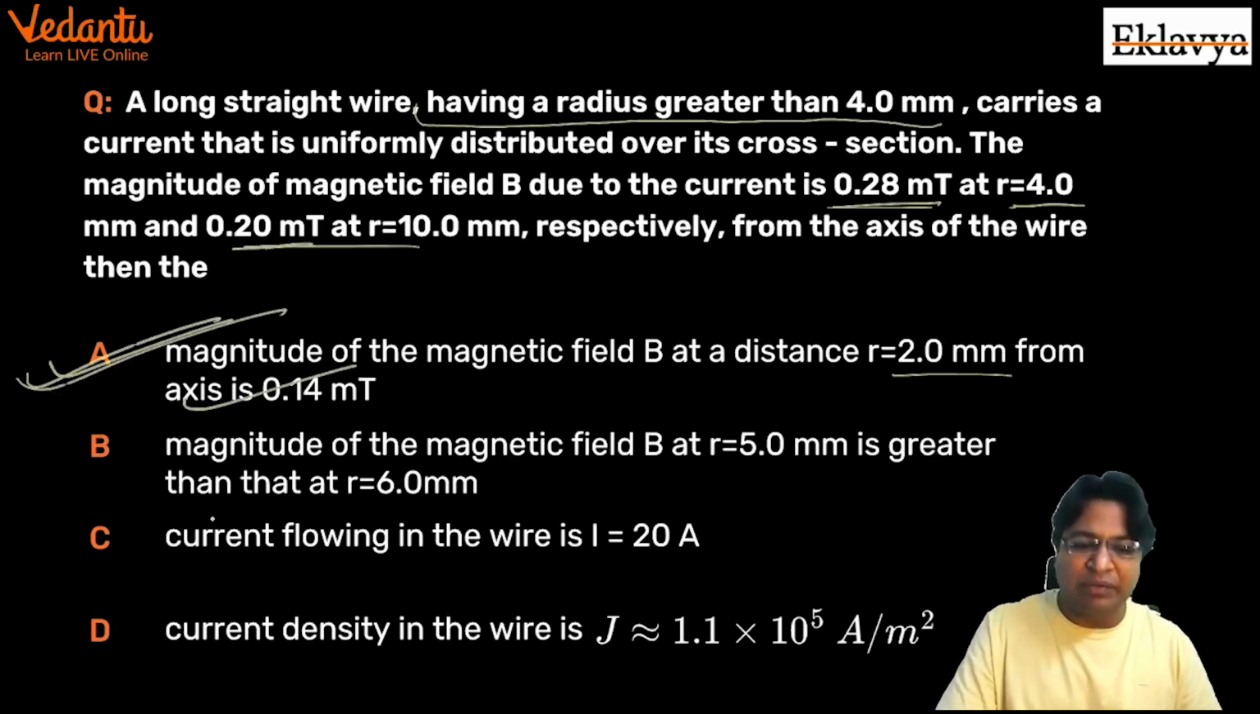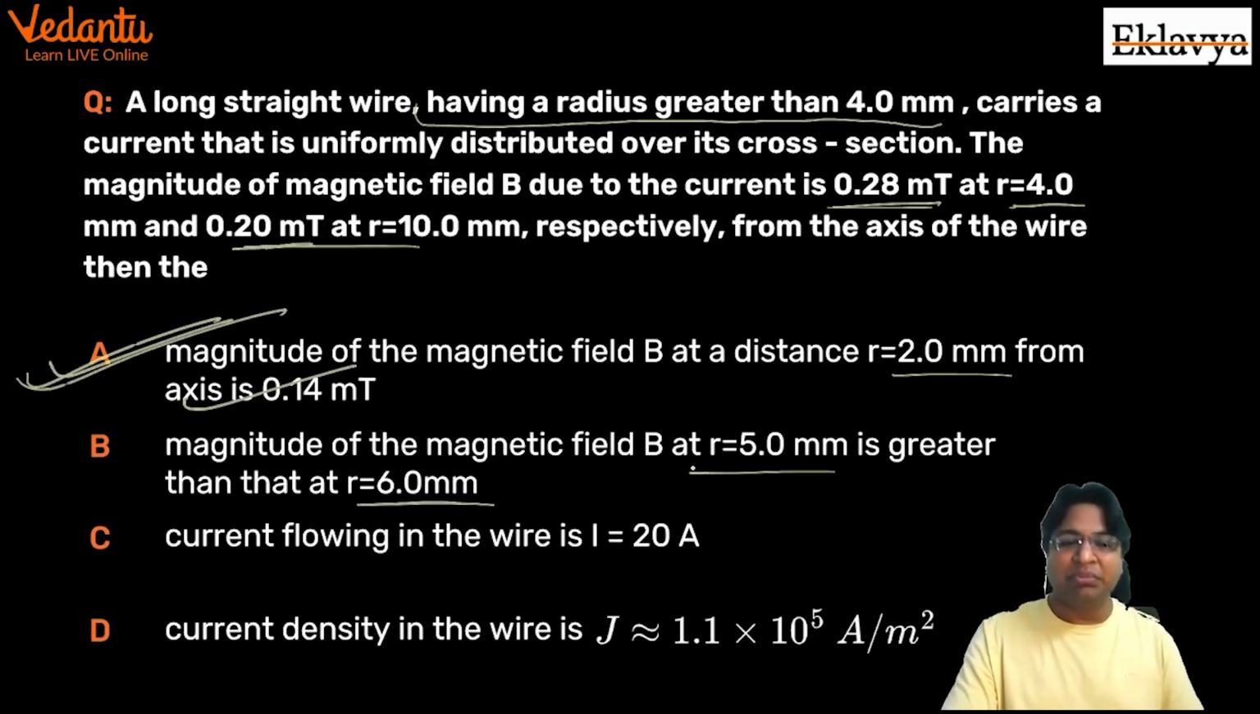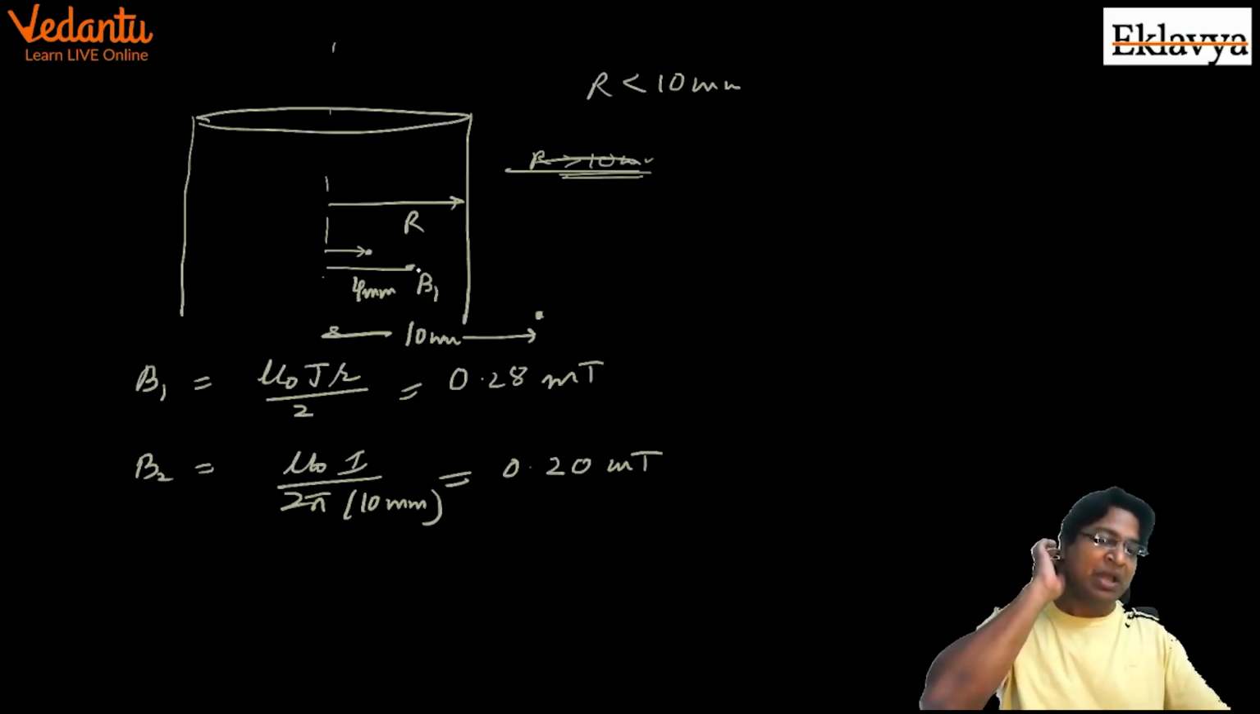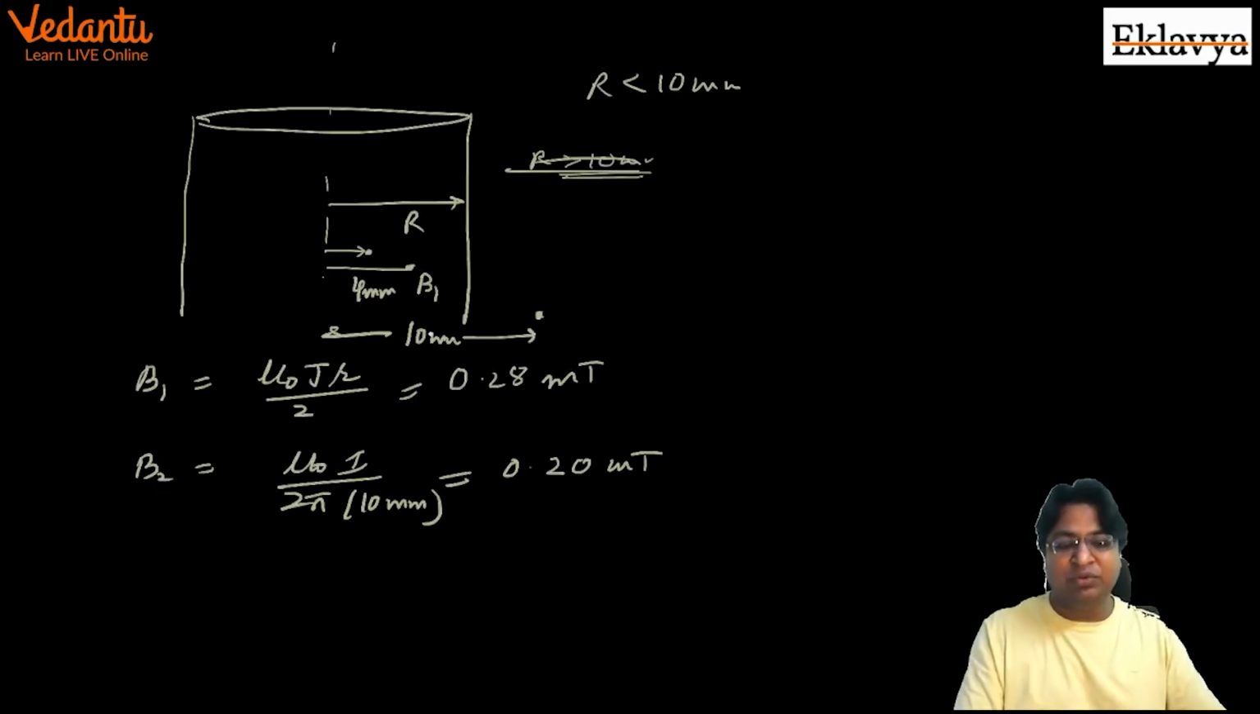Then, magnitude of magnetic field at a distance 5 millimeter is greater than that at 6 millimeter. Now guys, to decide option B, we must first find out the radius of the wire. We must try to find out the value of capital R. So we need to do some calculations now. My plan is to actually take the ratio of B1 and B2. So if I take this ratio, it becomes 28 by 20. So that becomes 7 by 4. So this is the B1 by B2 ratio.